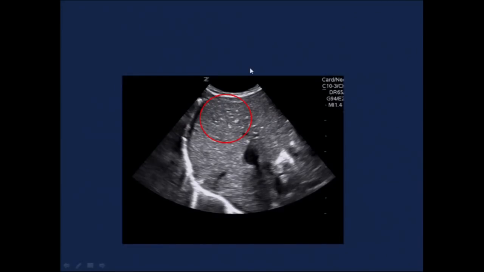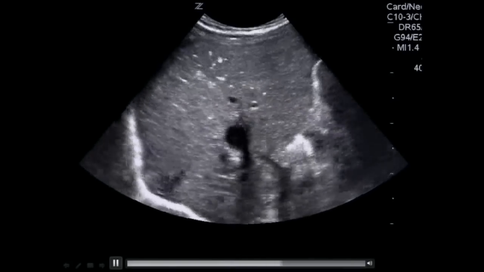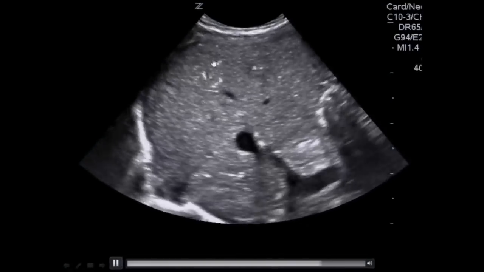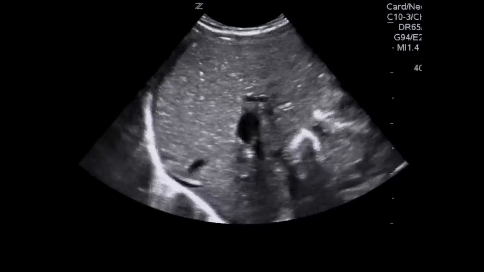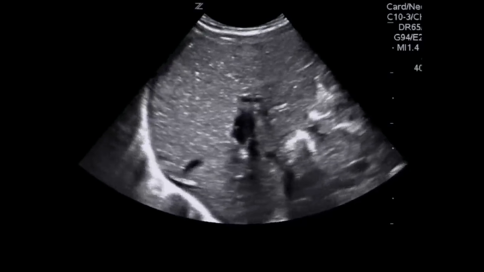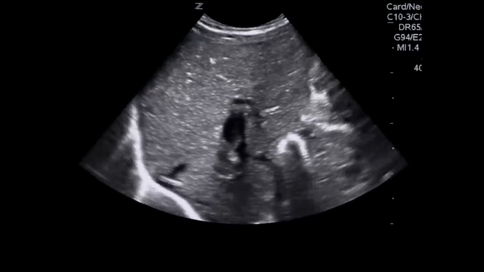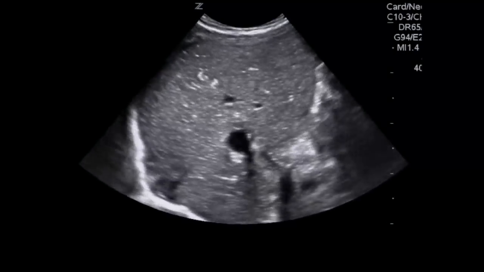So, I'll show it to you again. You have some bubbles moving up here, so that's portal venous gas. This kind of small amount of portal venous gas cannot be appreciated, to be honest, by X-ray. I'll show the X-ray done at the same time. It did not show anything.